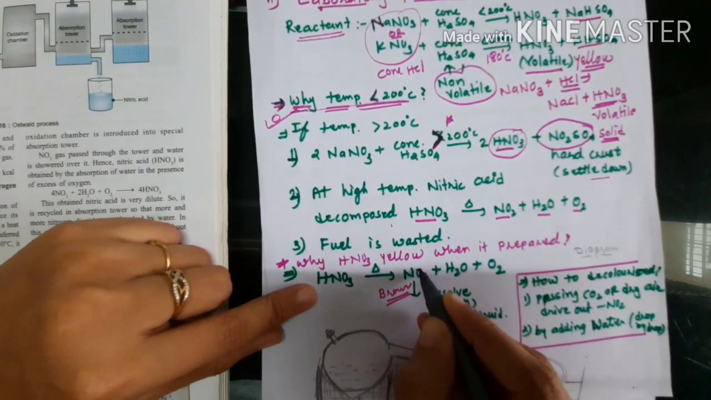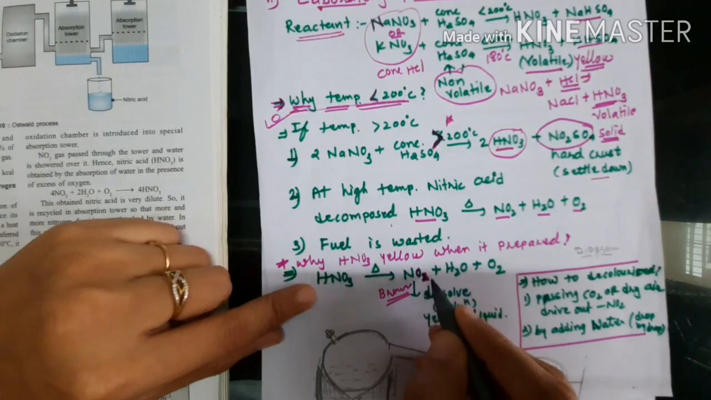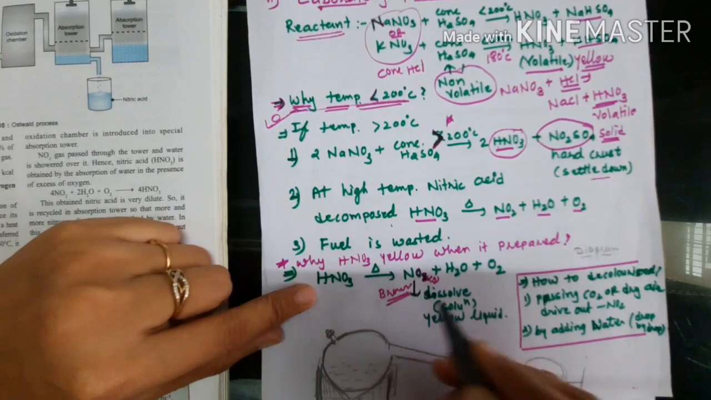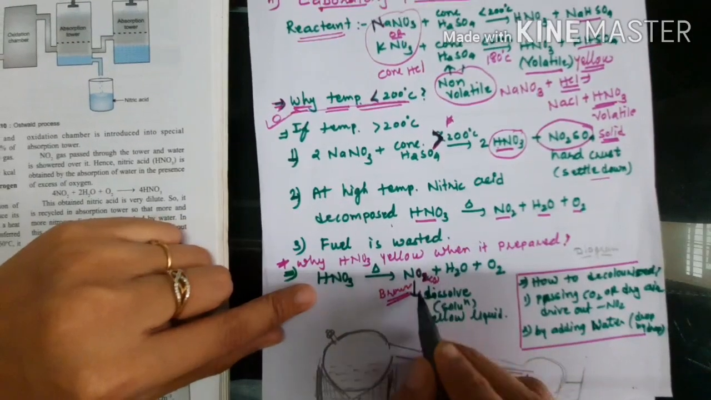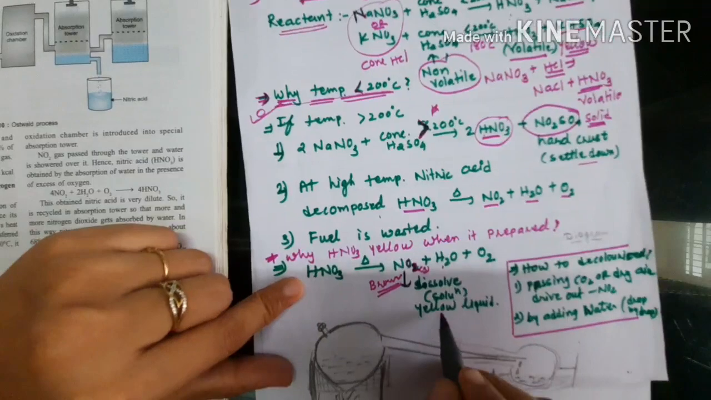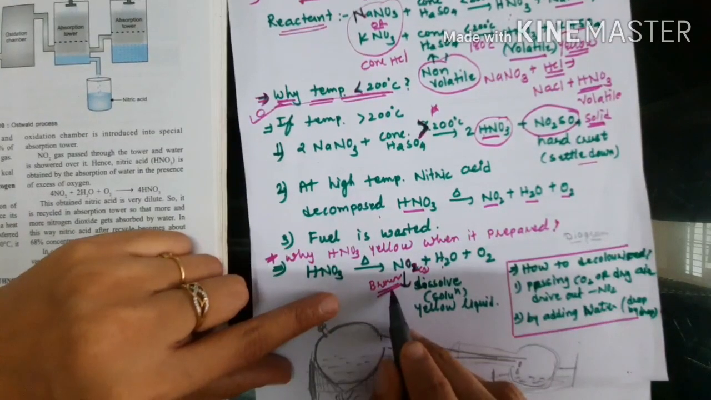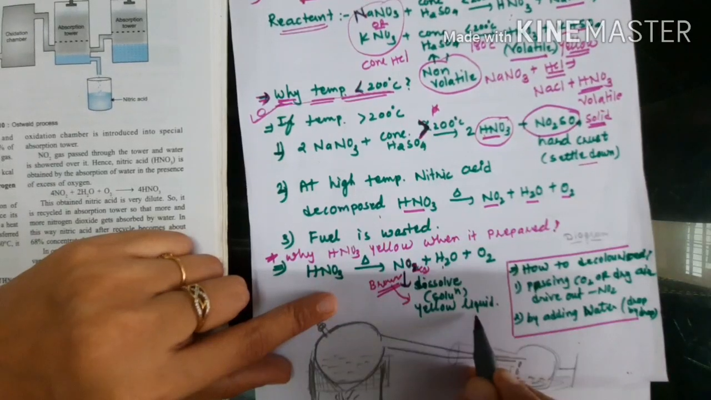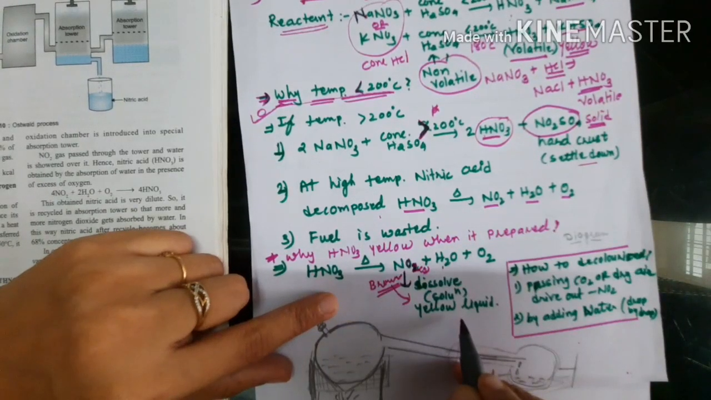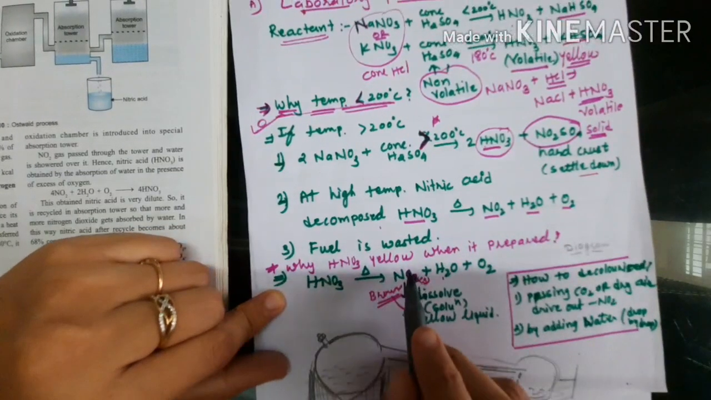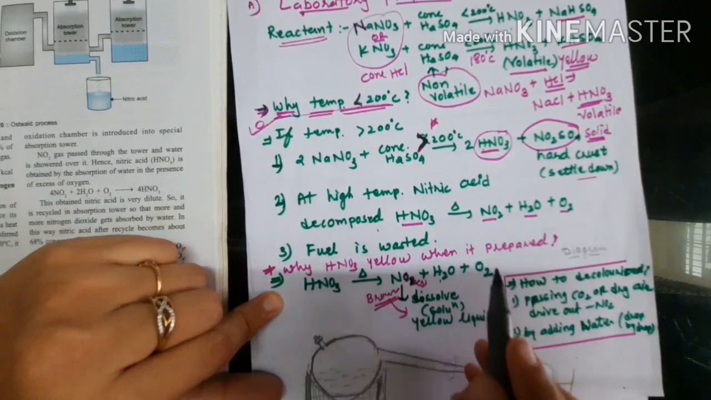NO2 gas is brown in color, and this NO2 gas immediately dissolves into the water and makes a solution. That brown is a little bit diluted, and this solution becomes yellow in color. Okay, I hope you understand this too. So this is the other question: why is HNO3 yellow in color when we prepare it?